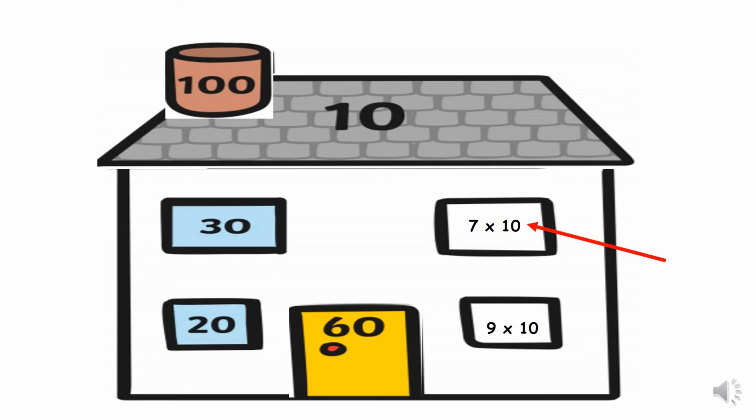Let's have a look at this window. 7 times 10, so 7 groups of 10 this time. This means we need to count in tens 7 times. Let's go. 10, 20, 30, 40, 50, 60, 70. 7 times 10 is 70. And our last window asks us 9 times 10. This one's a little bit bigger, so 9 groups of 10. Let's count in tens 9 times. 10, 20, 30, 40, 50, 60, 70, 80, 90. Fantastic, well done if you got all of those correct.